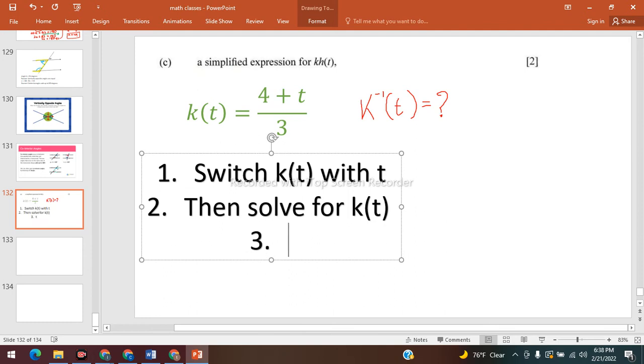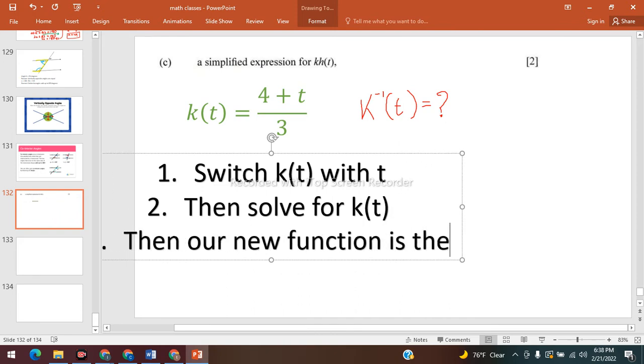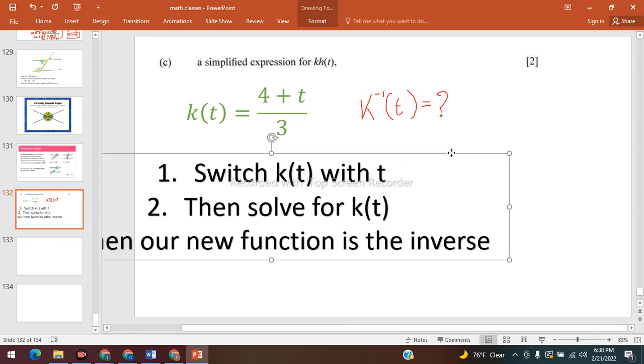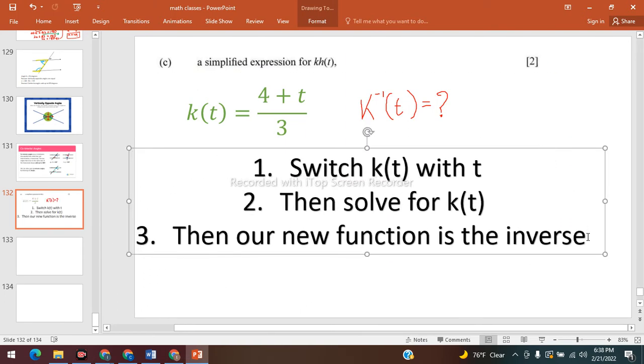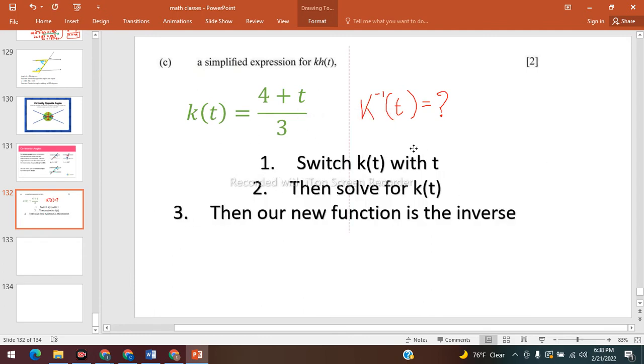Then our new function is the inverse. So the first thing we do is we switch K of T with T, the first step. Then we solve for K of T, and then our new function is the inverse. Okay, that's how you do it. But then I'm going to show you. So first take down those notes, and then we're going to do it together.